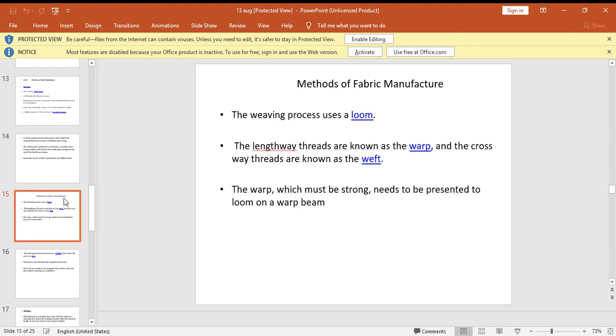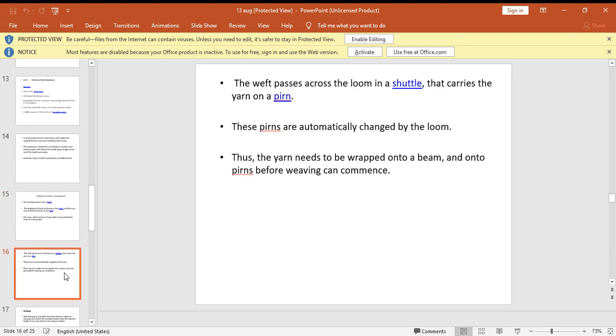In the methods of fabric manufacture, the weaving process uses a loom. The lengthwise threads are known as warp and crosswise threads are known as weft, and the warp, which must be strong, needs to be presented to the loom on the warp beam by applying starch called sizing. The weft passes across the loom in a shuttle that carries a yarn or a pirn. These pirns are automatically changed by the loom. Thus, the yarn needs to be wrapped onto a loom beam, and onto the pirn before weaving commences.